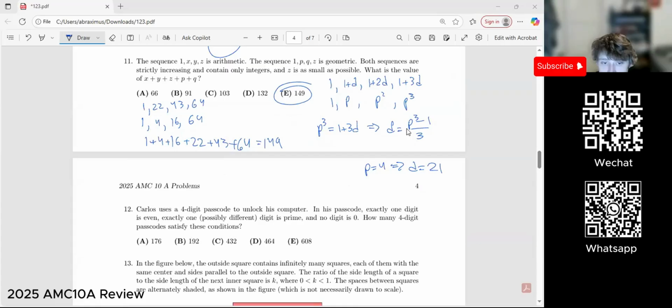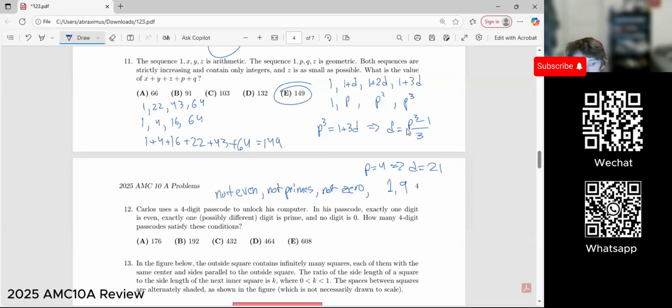One thing I want to point out is the not even, not prime digits, and not 0. The only digits that satisfy that are 1 and 9. Okay, so let's just keep that in our back pocket for now. The only digits that are not even, prime, or 0 are 1 and 9.